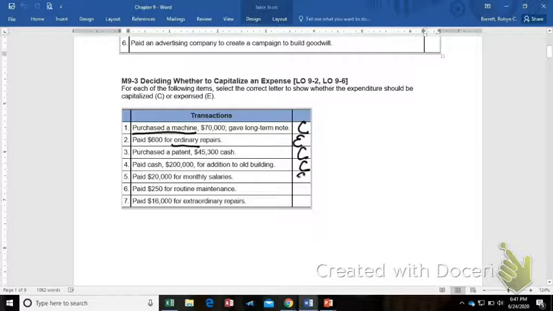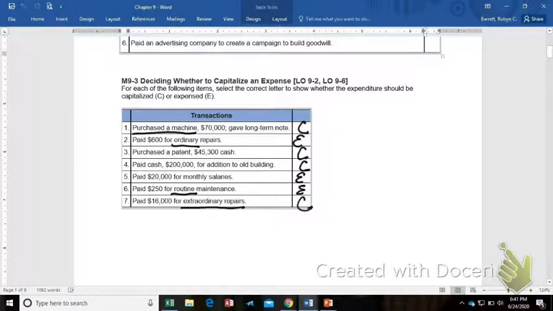We paid $20,000 for monthly salaries. Expense, nothing different than we've already done. We paid $250 for routine maintenance. Expense. And then we paid $16,000 for extraordinary repairs. That's going to be capitalized. Yep. Sometimes they give you a hint with words like extraordinary, ordinary, routine. Sometimes they don't. But when they definitely give you those keywords, then that's what they're talking about. So, say you have repairs because a tornado comes through and you're not in an area that gets tornadoes on a regular basis. That's going to be an extraordinary repair.